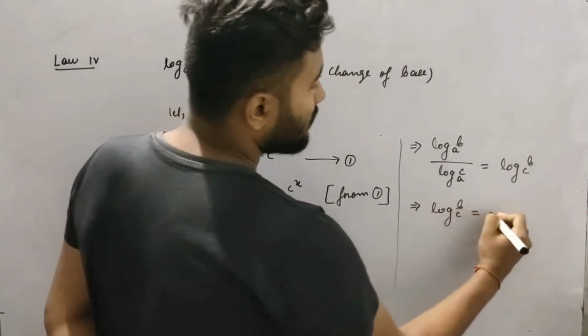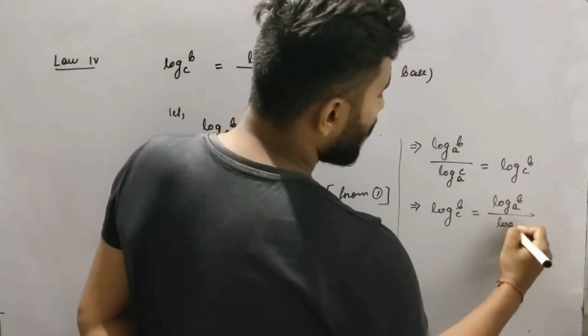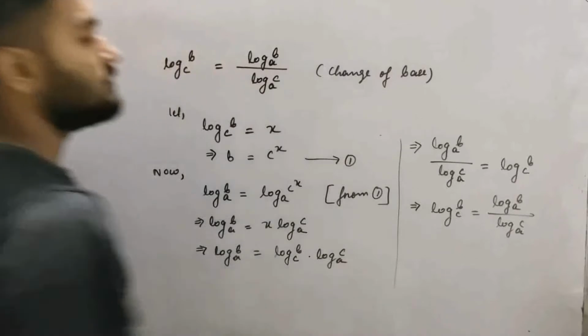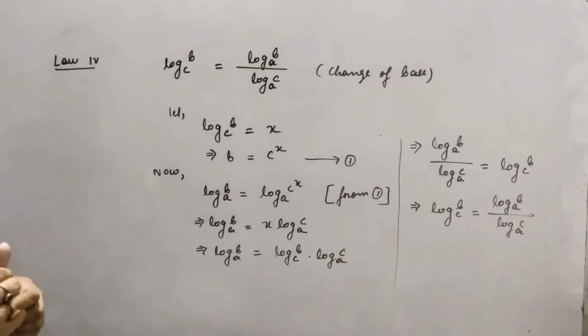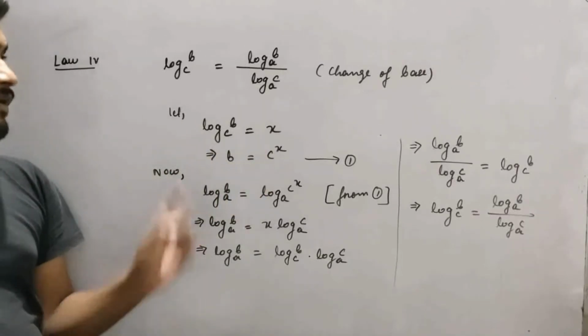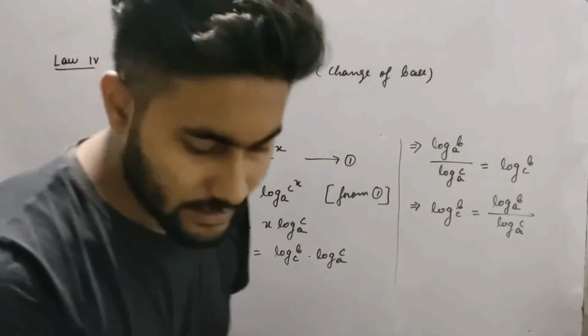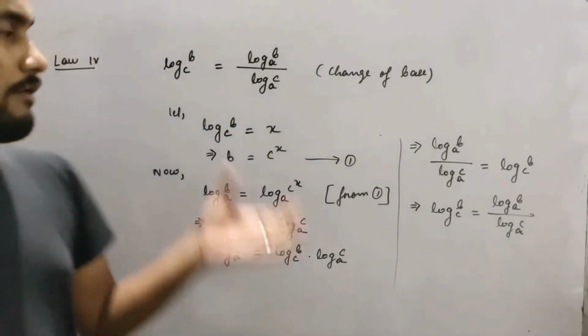Log b base c will be equal to log b base a over log c base a. This is our change of base. Understood? Simply, you consider this one as x, take it to exponential form, put the value of b over here, flip it here and there, and you will get the answer. Very, very simple. Our 4 laws.